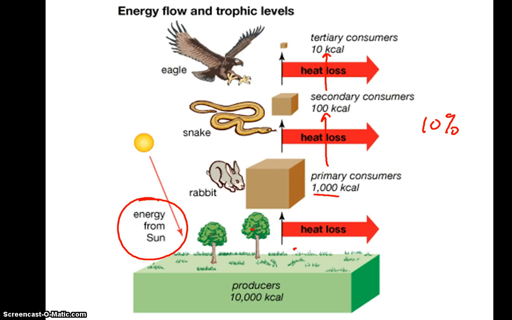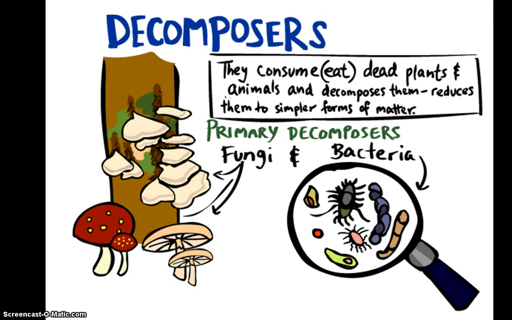So the next thing we're going to look at is something that I mentioned but we've kind of ignored so far, the decomposers. Anytime we look at a food chain or food web, you've got to have decomposers. They consume and eat dead plants and animals and decompose them, so it reduces them to simpler forms of matter. And the big ones that we want to look at would be fungi and bacteria.